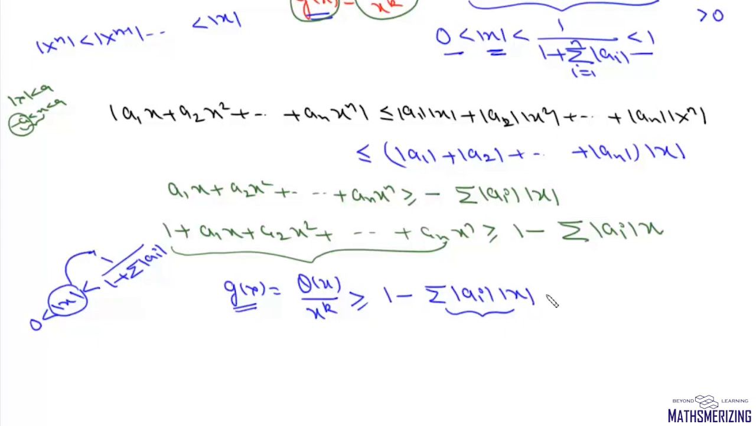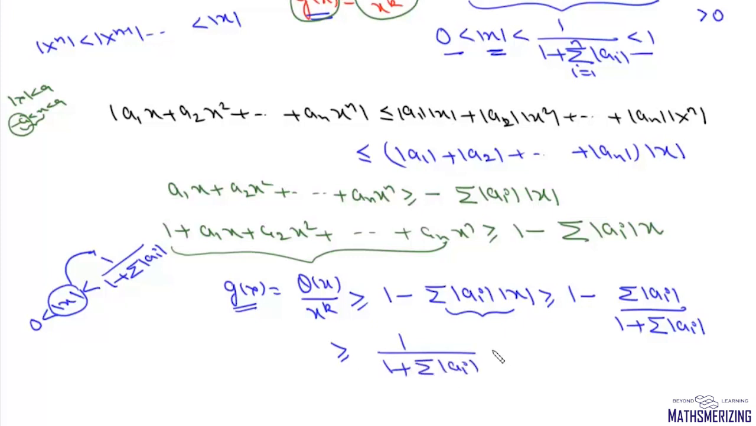So we can write this gx is greater than or equal to 1 minus summation mod ai upon 1 plus summation mod ai. So which is 1 upon 1 plus summation mod ai, and which is clearly greater than 0. So that means when the value of mod x lies between 0 and 1 upon 1 plus summation mod ai, then the value of this gx is always greater than 0, and that's your first part.